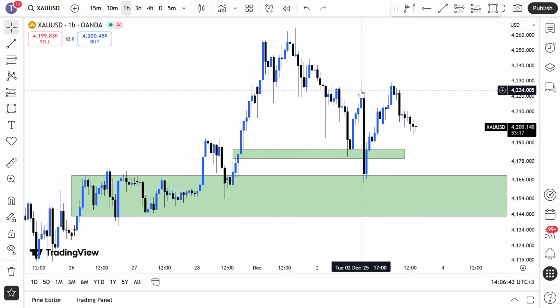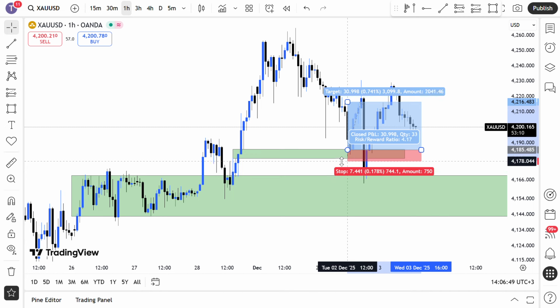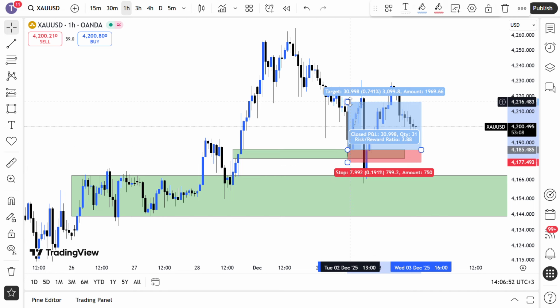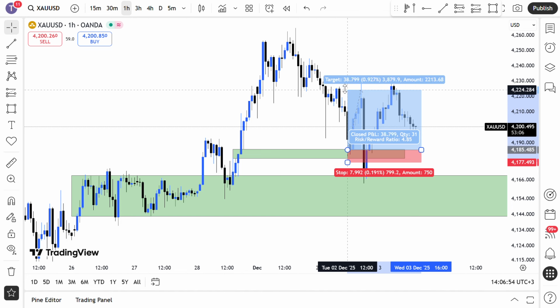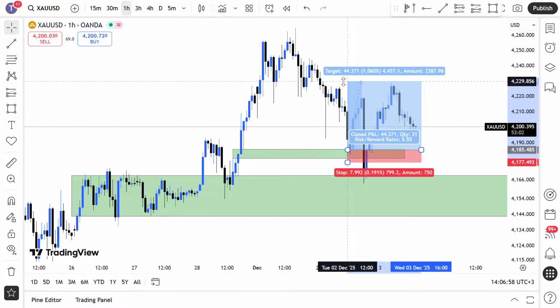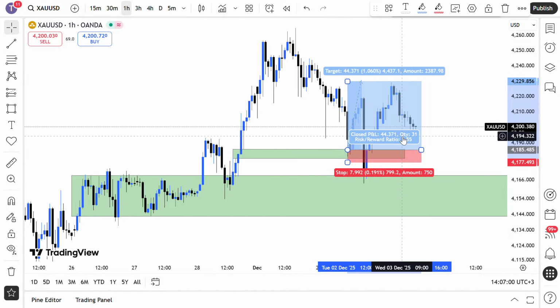So if you could have taken a trade from this point of interest, you can see if you are targeting 1:3 risk to reward ratio, you will probably get some good risk to reward ratio at this point. It is already like 1:5 risk to reward ratio. So let me delete that.